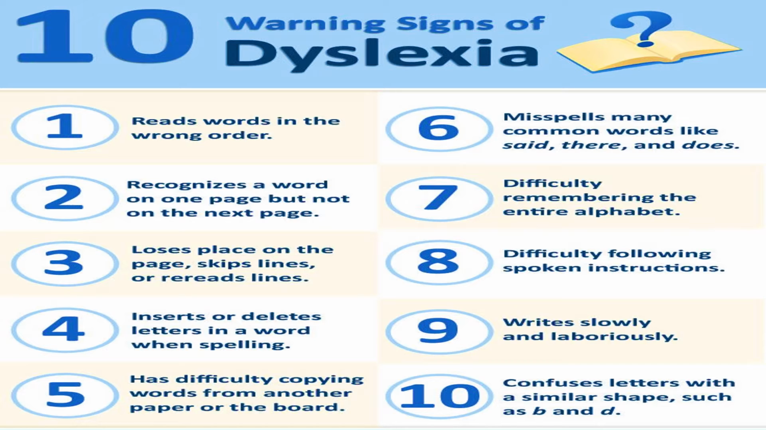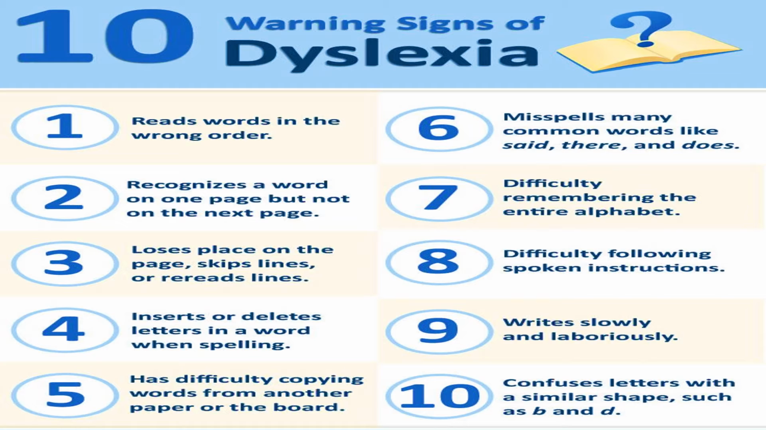So number one, the child has problems reading words in the wrong manner or order. Number two, recognizes a word on one page but not on the next page. For example, if a child recognizes the word cat on one page, he or she wouldn't be able to recognize the same word on page number two. Third one is loses place on the page, skips lines or rereads the line. Number four is inserts or deletes letters in a word when spelling. Number five, has difficulty copying words from another paper or the board.